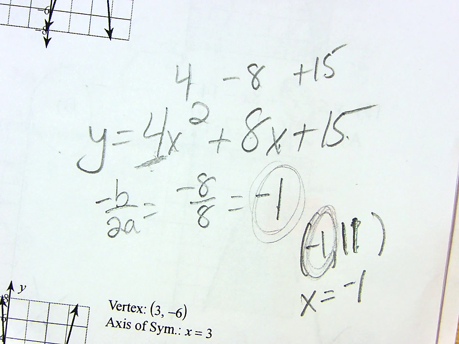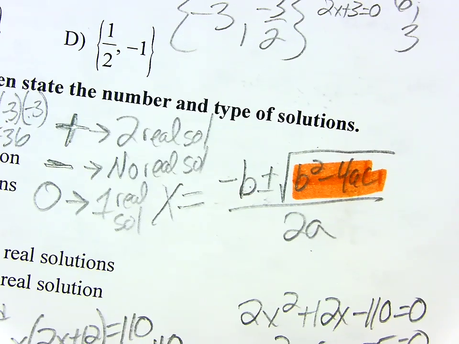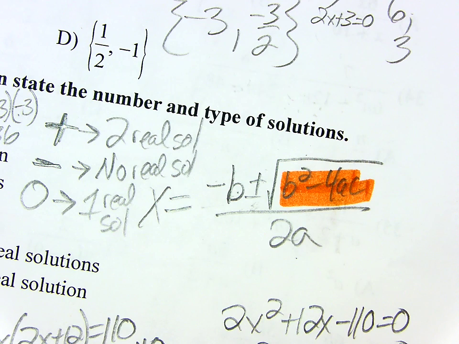What's the discriminant? Oh! Who else wants to do 27, 29, and 30? Well, there's the discriminant right there.